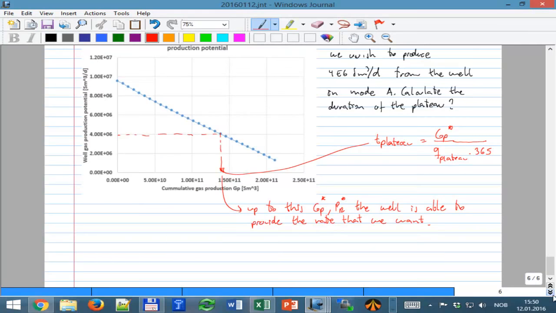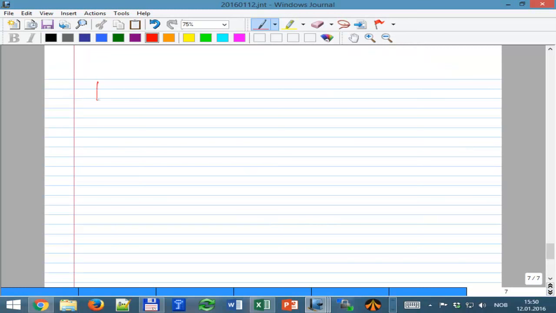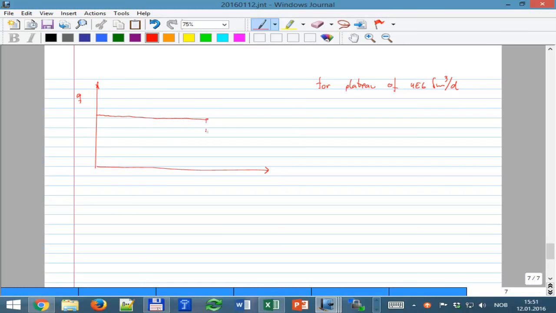Okay, let me just show you how the plot is going to be for that case. Q versus time for plateau of 4e6 standard cubic meter per day. So it looks like that. We know it's constant, and we are able to produce it up to 94 years.